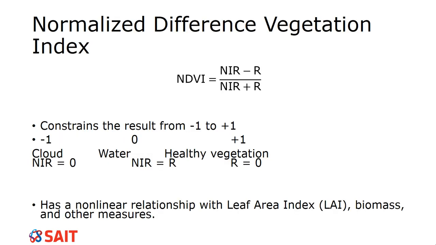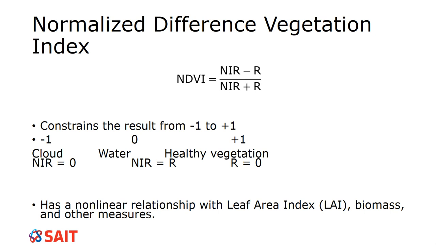The second kind of vegetation index is known as the normalized difference vegetation index. This is the most common one, so you're going to see NDVI pretty much everywhere. If you do any research reading, like research papers, you're going to find NDVI. If you go online and talk about vegetation, they're going to talk about NDVI. So NDVI is kind of like the gold standard for measuring vegetation.